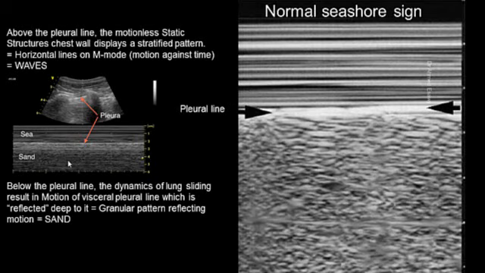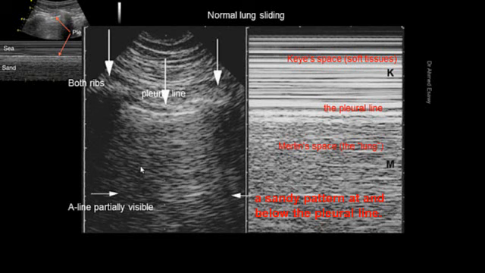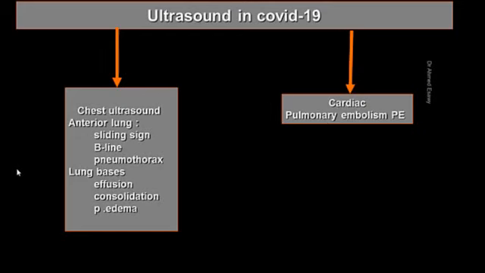This granular pattern results from lung sliding, the motion of the visceral pleural line reflected deep to the pleural line as a granular pattern like sand. This is the normal seashore sign, like sand on the beach. This is the sea, and this is the sand on the beach, so it is called the normal seashore sign. Absence of this sign is diagnostic of pneumothorax. This is again the normal seashore sign.